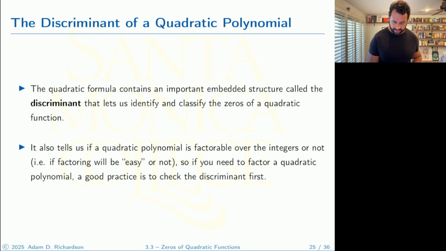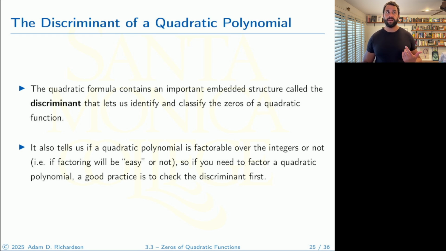Now, this is where we talk about the discriminant. The quadratic formula itself contains an important embedded structure called the discriminant. The discriminant lets us identify and classify the zeros of a quadratic function. It also lets us know if our function is factorable over the integers or not.